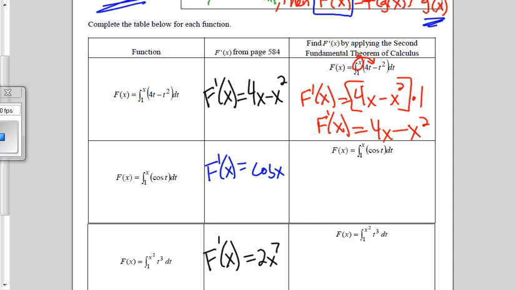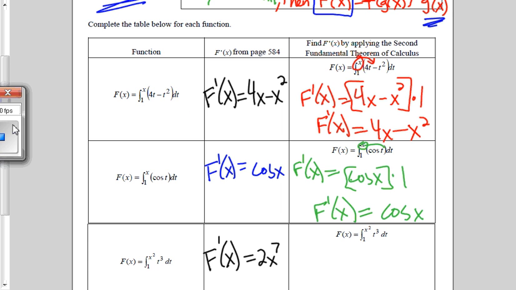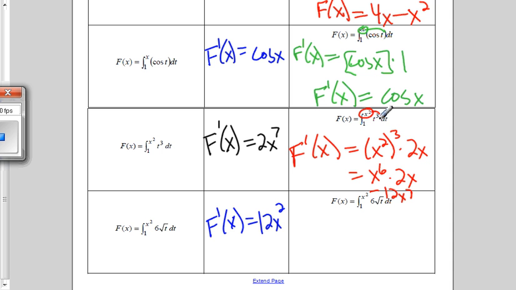All right, let me write the next few down. Every place I see a t, I put in the upper interval, because it's a function, x. We get cosine x, then I multiply by the derivative of that upper interval. Cosine x times 1 is just cosine x, which is the same as the answer that we got before. Now I put the x squared in every place I see a t, because again, that's what the second fundamental theorem of calculus says.